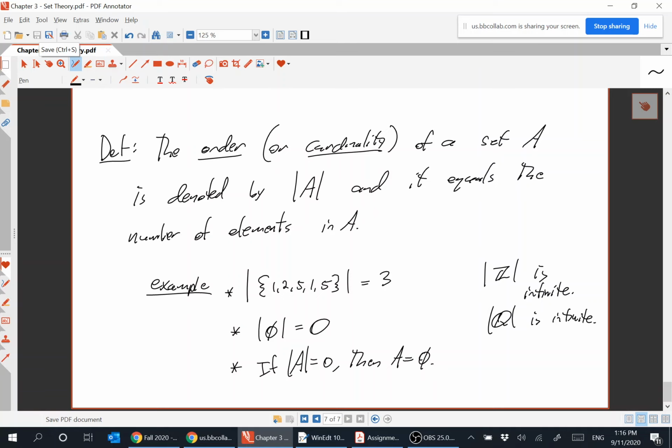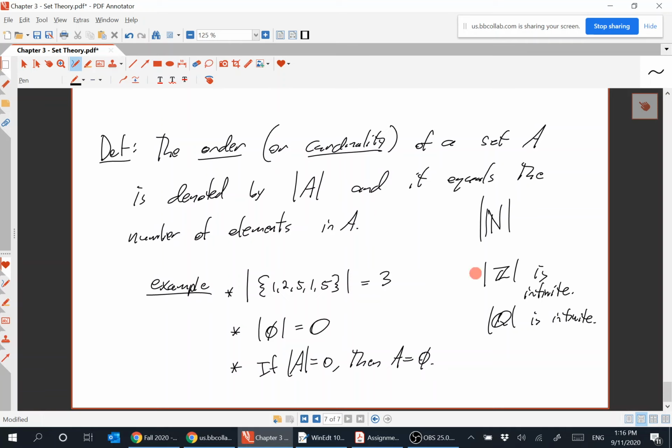Like Z, the integers, or the natural numbers, that's the smallest infinity. It's called countably infinite. Countable because you can enumerate them. There's a first element, second element, third element, fourth element, fifth element, 100th element, millionth element, 10 gazillionth element, and so on and so forth. You can assign a natural number to each element.